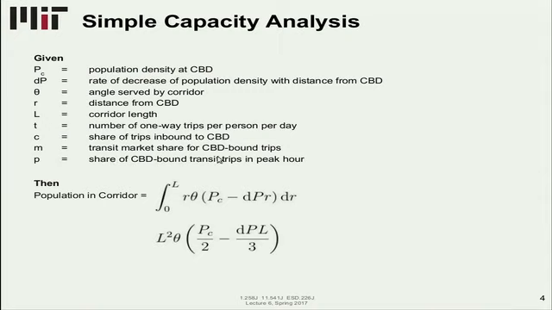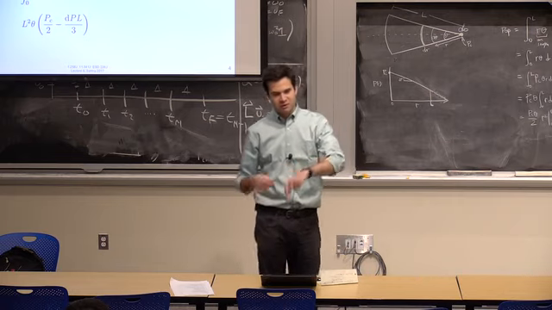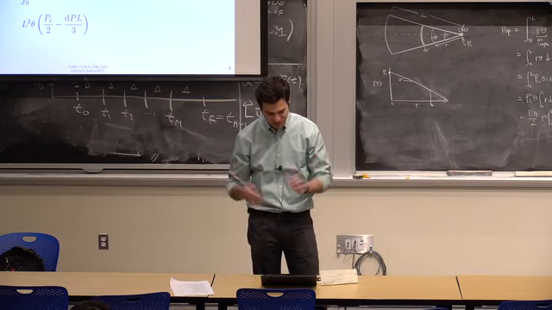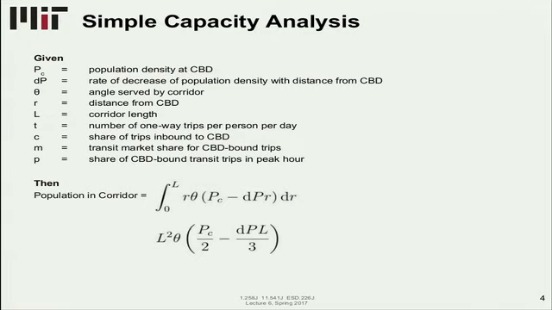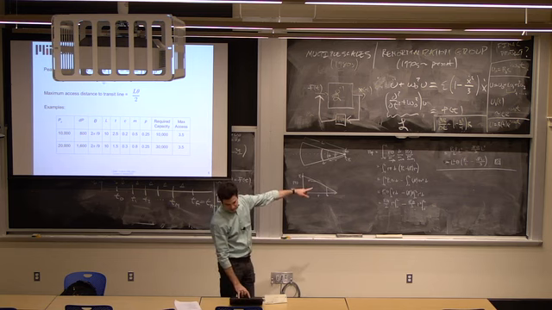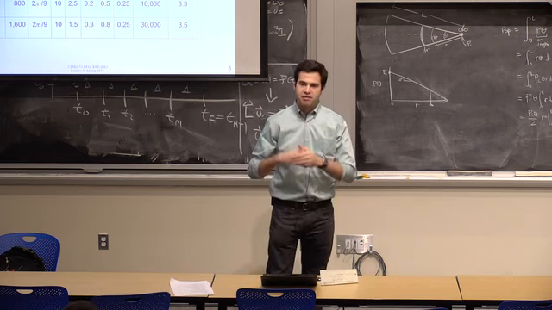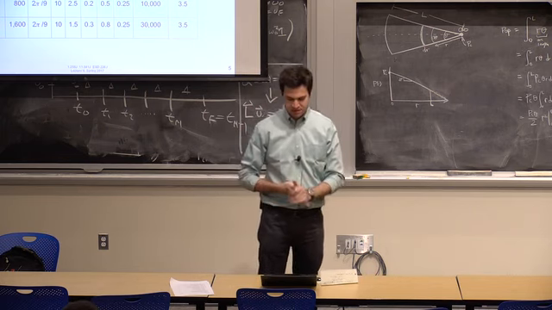And P is the share of CBD-bound transit trips in the peak hour. So we want the peak hour flow, and maybe we don't want the whole day, we just want peak hour flow, so there's going to be some percentage of that. So here you have the same equations that I have on the board, and the peak passenger flow is the population in the corridor multiplied by our 4 assumptions, our 4 factors that are going to convert the population in the whole corridor to what percent of people are going to go into the CBD taking transit. Again, this is a very simple theoretical exercise, but it could be useful at some point.